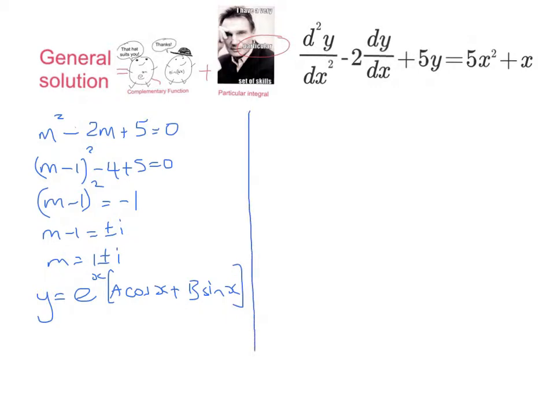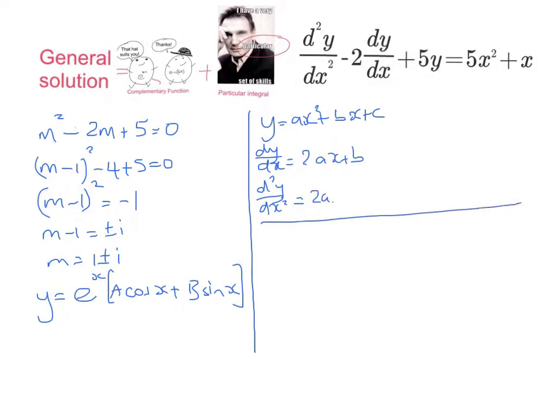Right, let's work on my particular integral. Now the right hand side is a quadratic, so I'm just going to write down a general quadratic, ax squared plus bx plus c, because I want to match up with that quadratic on the right hand side. That gives me 2ax plus b as my first derivative, and my second derivative is going to be 2a.